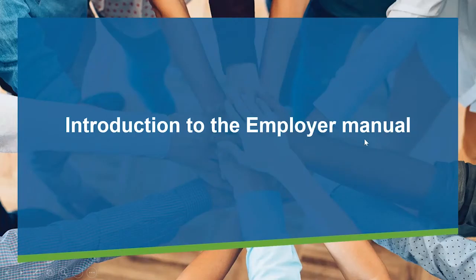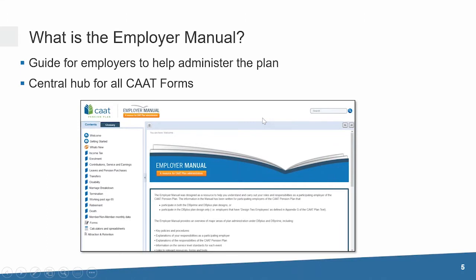Thanks, Andy. Let's start by reviewing the purpose of the employer manual. The employer manual is a document that provides you with information about the plan. It also provides you with information on processes, forms, service levels, and frequently asked questions for each process which employers can review. Employers can access the forms through the manual.